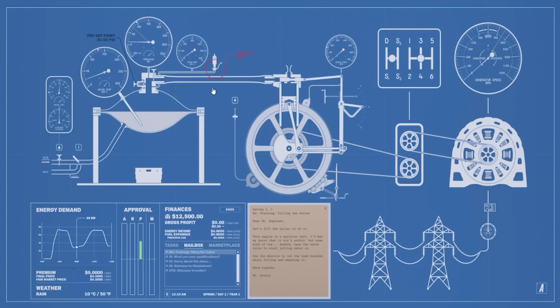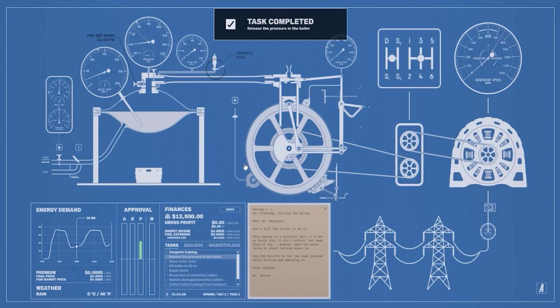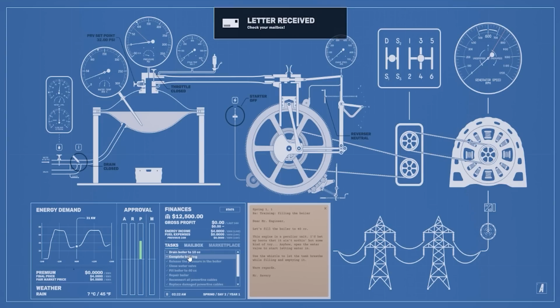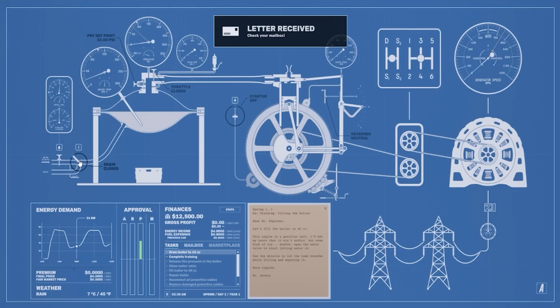And I'm guessing we'll have to go whistle off. Oh, that works, okay. What else do we have to do? Complete the training and release the pressure in the boiler. So, whistle to nothing. Okay, complete training. Drain boiler to 10 cc. Okay, we'll drain the boiler.